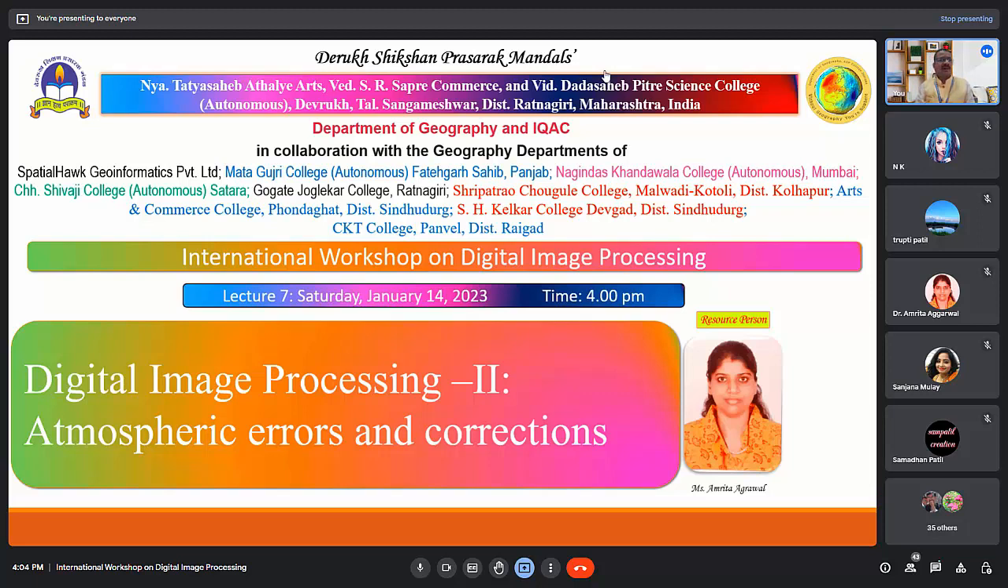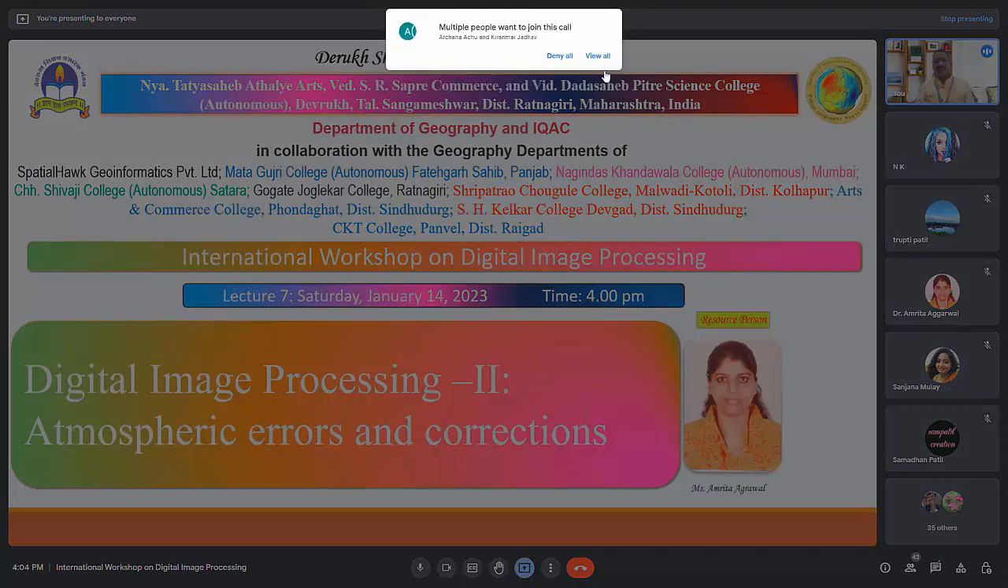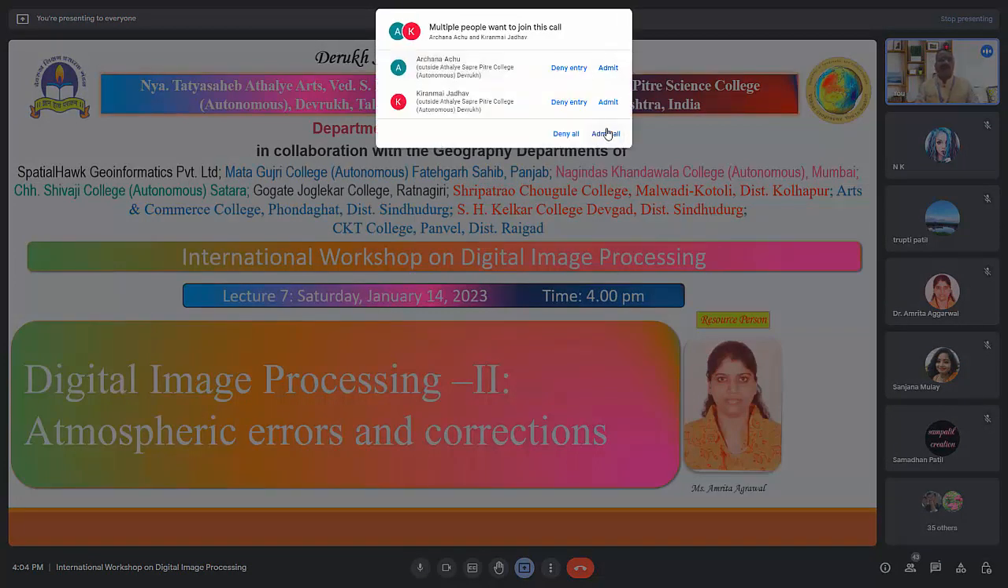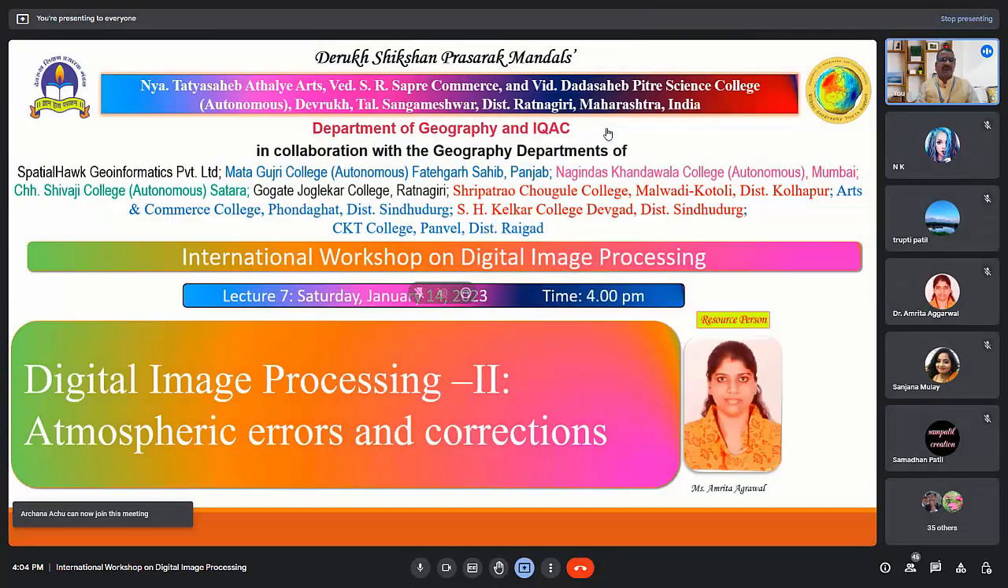Today Dr. Amrita Agrawal ma'am is going to deliver a talk on atmospheric errors and correction, and if time permits, she will also focus on geometric errors and corrections. I request Dr. Amrita Agrawal ma'am kindly proceed ahead.